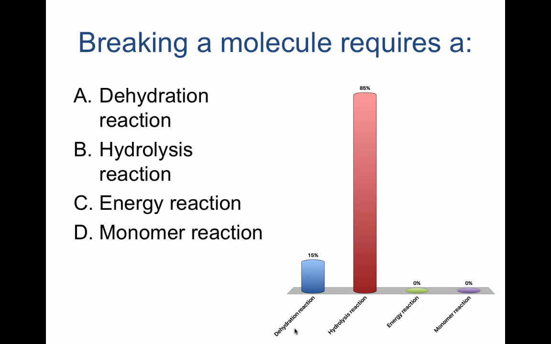So I am going to leave you with this. Breaking a bond, breaking a molecule requires what kind of reaction? And as we've seen before, that's not always right on what these surveys say. And when we come back, you're not going to get the help of the surveys. So you're going to have to pay more attention to what's going on. So is it A, dehydration, B, hydrolysis, C, energy reaction, or D, monomer?